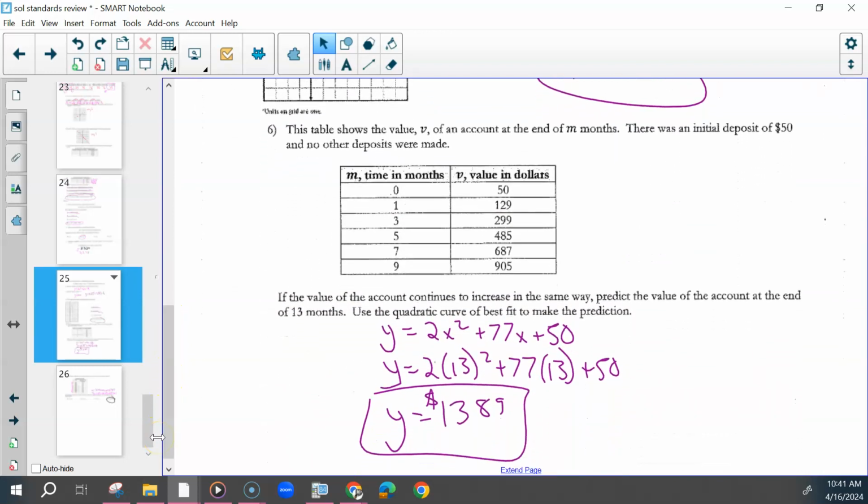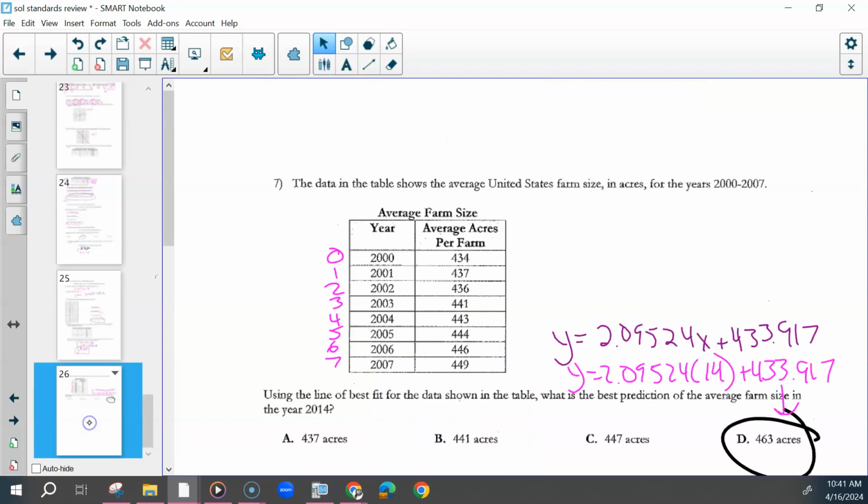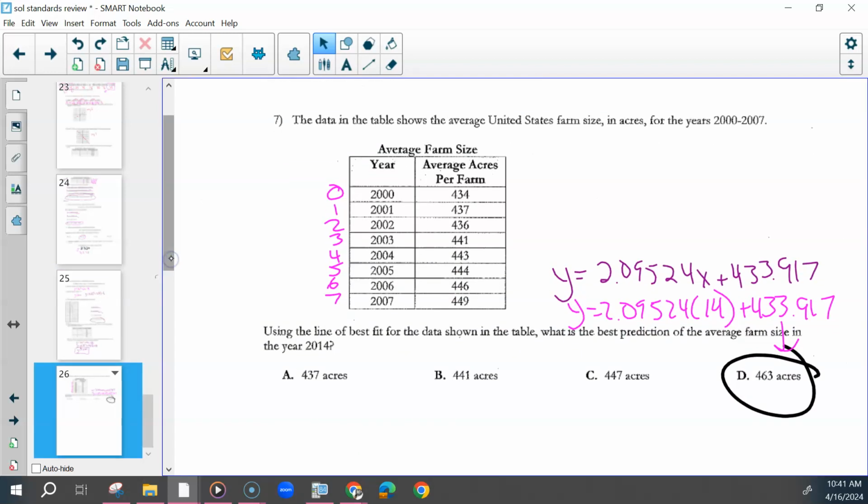Number 6 was another quadratic curve of best fit. So the equation was y equals 2x squared plus 77x plus 50. And then you could either use Desmos or put 13 in for all your x's to find $1,389. And then on the last page, that was your line of best fit where you had to change the years starting with 0, going on, and your answer was B.